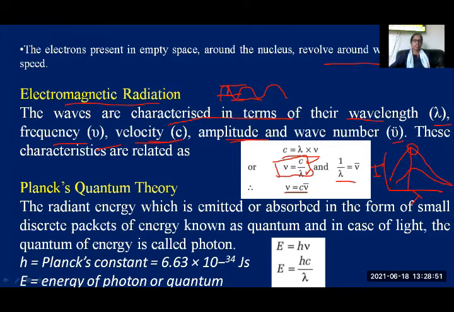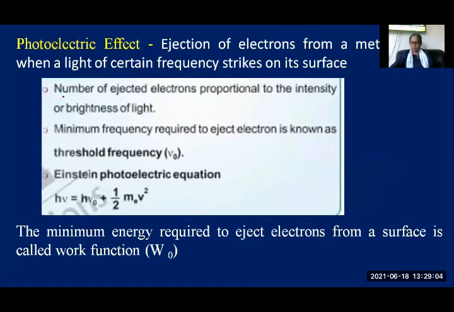And later, one more theory that was proposed is Planck's quantum theory. Planck's quantum theory is based on the photoelectric effect. I'll come to that later. Before that, let me go through the photoelectric effect. The name itself suggests it: when a photon strikes a metal, electrons will be ejected. The ejection of electrons from a metal surface when light of a certain frequency strikes the surface is called the photoelectric effect.